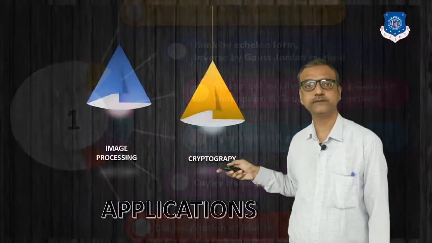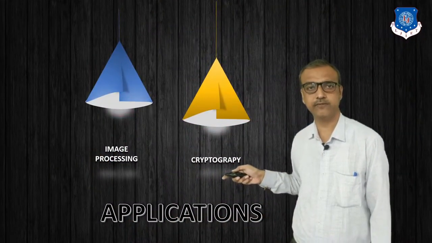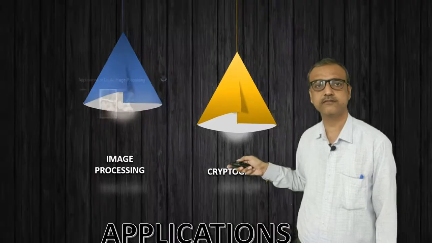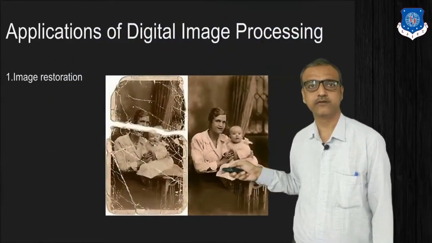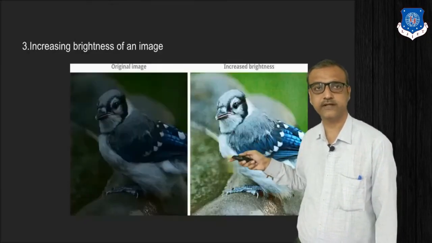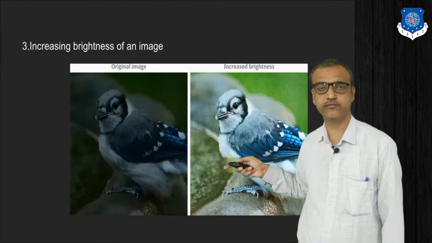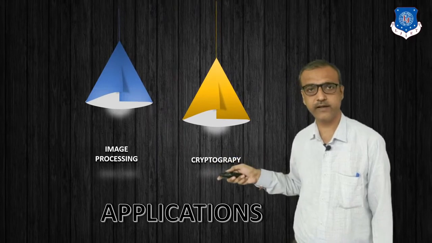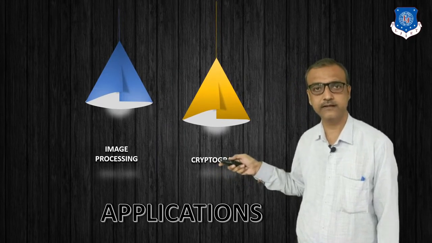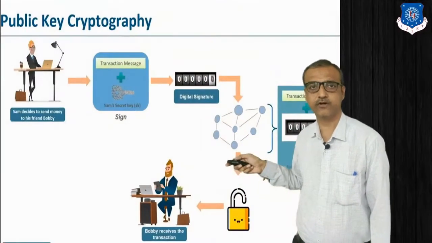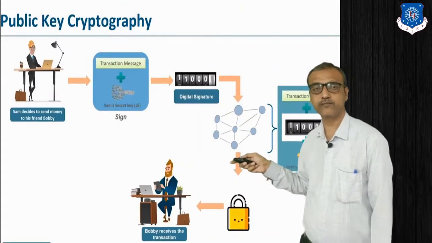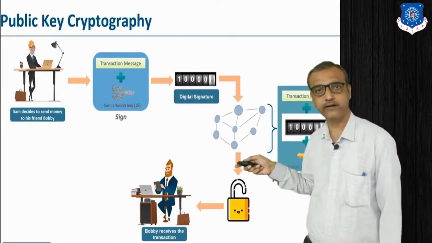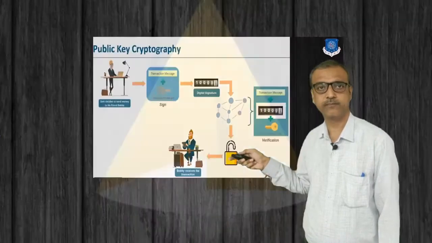Now these are some applications of matrices. The first one is image processing. So this is the restoration, then blurring, then brightness before and after. Then we have the second application of matrices, that is cryptography. With the help of cryptography we can encode and decode the message.